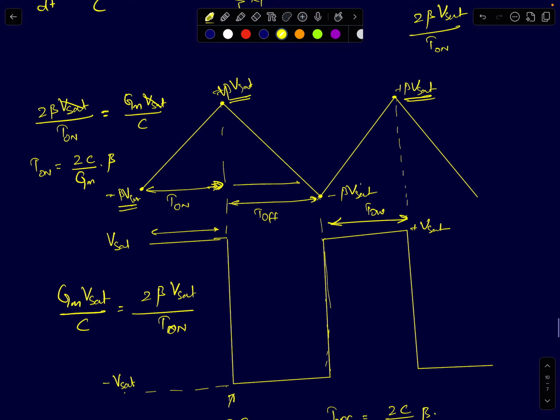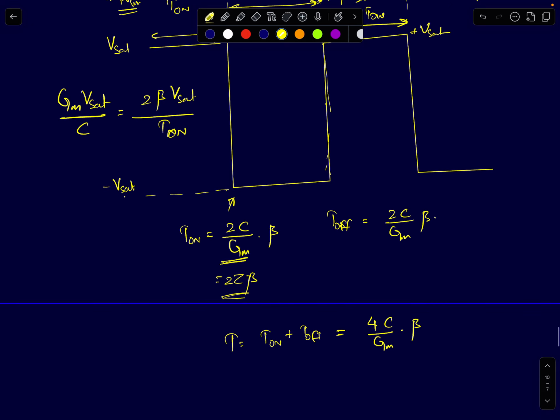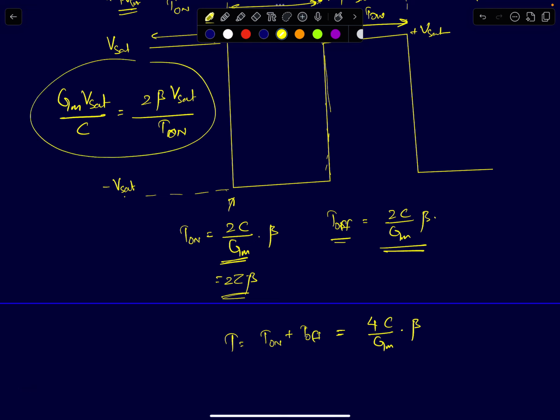Similarly, you can compute the off time. Off time is the time it takes to reach from plus beta Vsat to minus beta Vsat, right? Remember, this waveform is symmetric. When it goes from negative to positive, the waveform shape looks the same. So it exhibits some kind of an odd symmetry. So you can easily say that will also be the same. Off time also is equal to 2c by Gm times beta. You can compute the same way using the slope expressions. Compare the two slope expressions, you get a similar equation with the negative signs, but that's fine. So t off will also be equal to 2 times tau times beta.